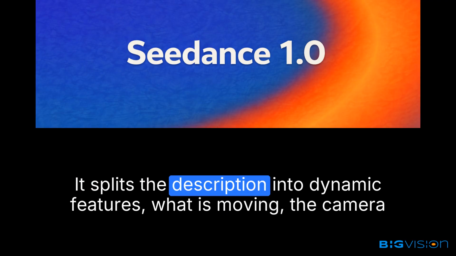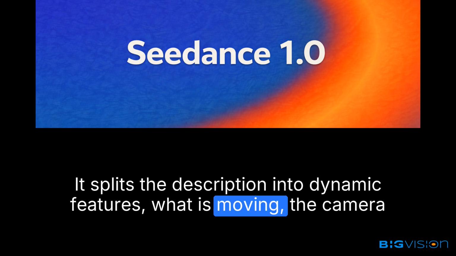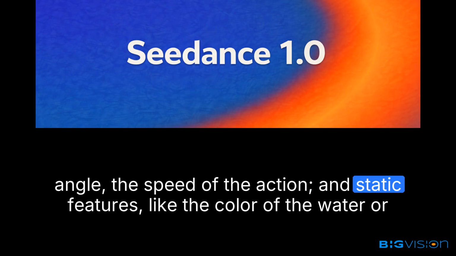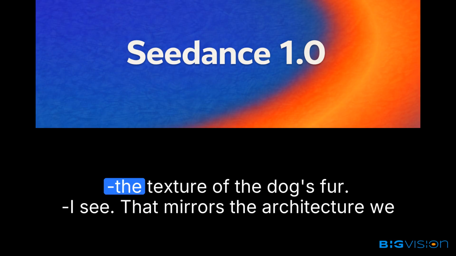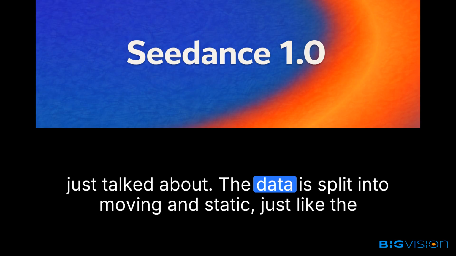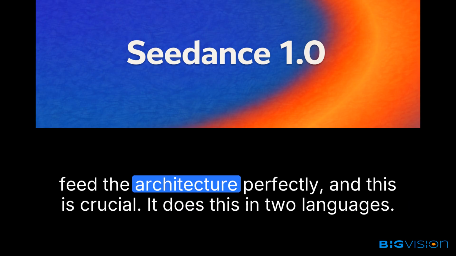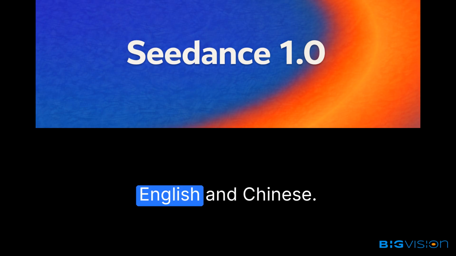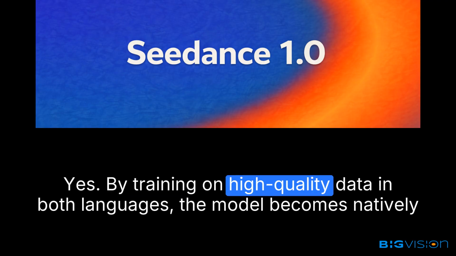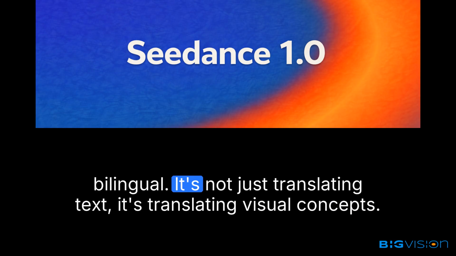It splits the description into dynamic features, what is moving, the camera angle, the speed of the action, and static features like the color of the water or the texture of the dog's fur. I see. That mirrors the architecture we just talked about. The data is split into moving and static, just like the processing layers are. Exactly. The data pipeline is designed to feed the architecture perfectly. And this is crucial. It does this in 2 languages. English and Chinese. Yes. By training on high-quality data in both languages, the model becomes natively bilingual. It's not just translating text, it's translating visual concepts.